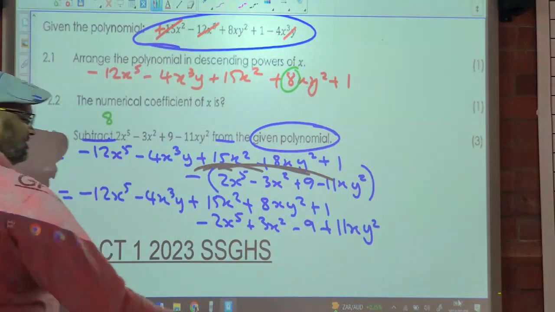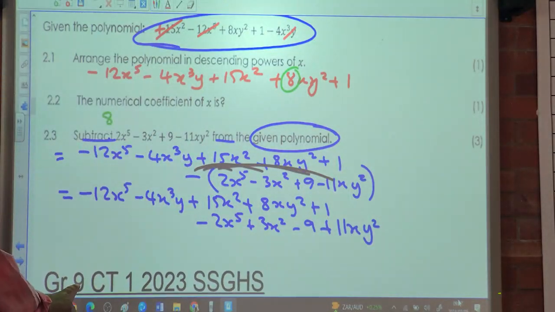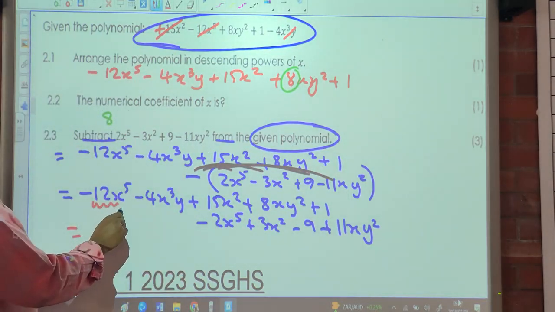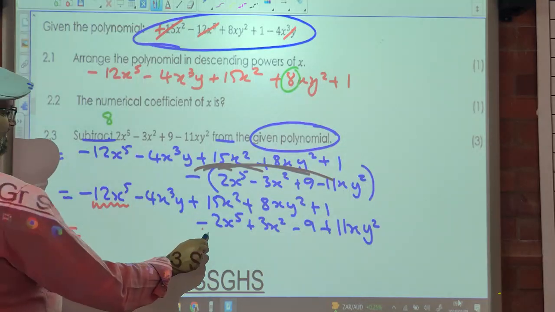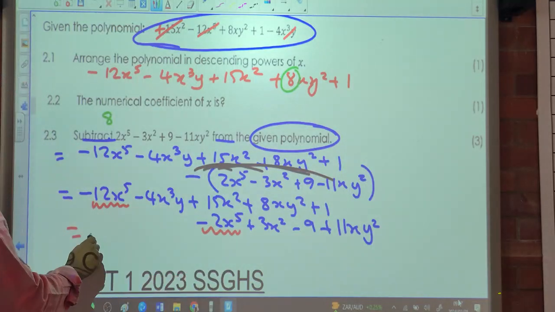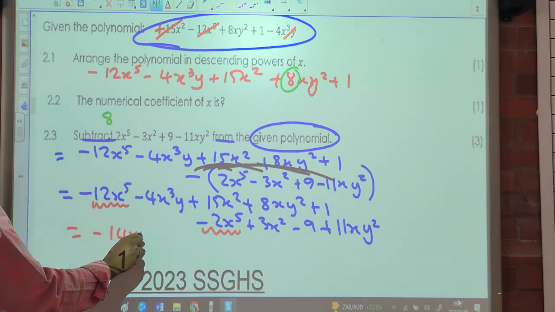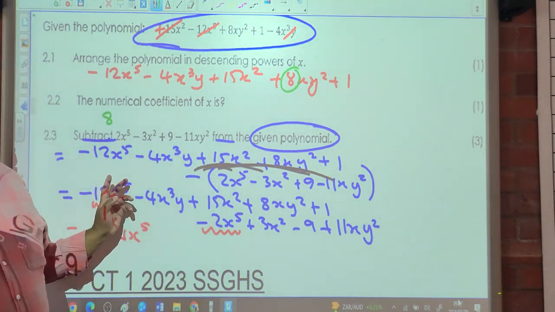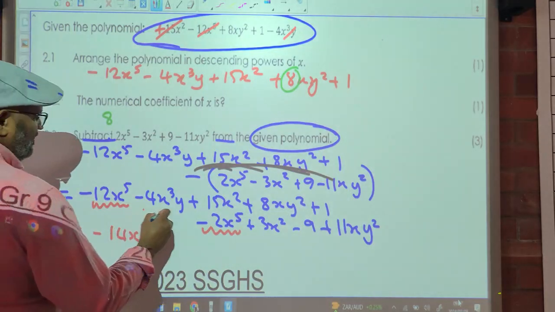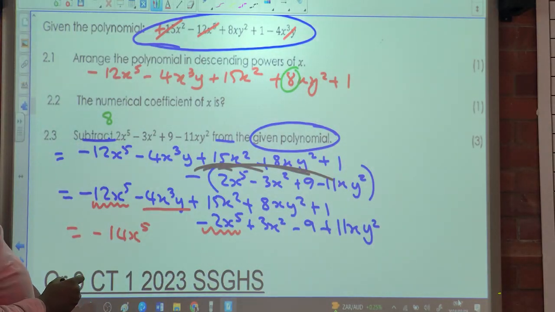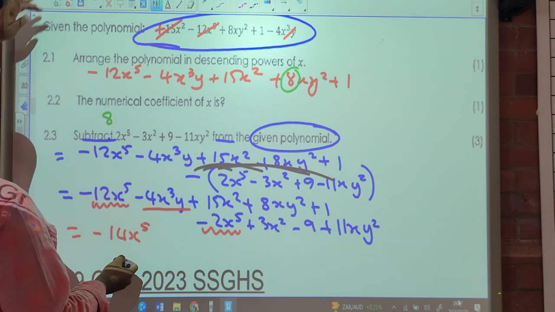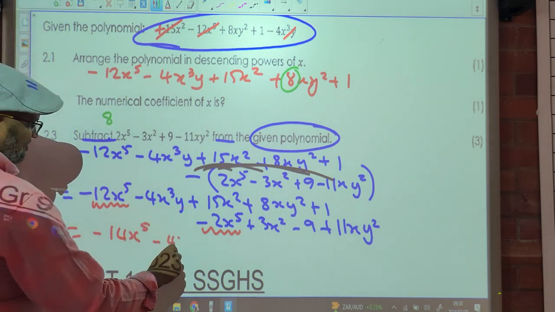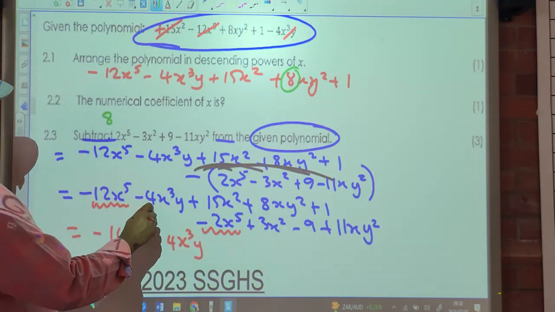So what am I going to do now? Looking for like terms now. Okay, so negative 12x to the exponent 5 minus 2x to the exponent 5 is going to give you negative 14x to the exponent 5. Remember, when you add and subtract, the variables stay the same. So negative 4x cubed y is a like term to nothing, not so? So what happens? I just write that down. Negative 4x cubed y.